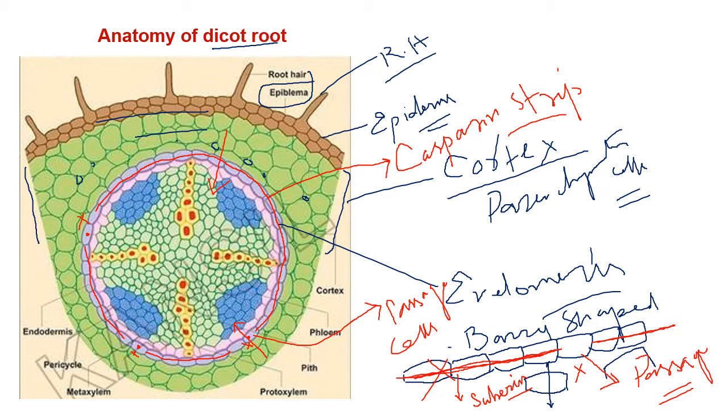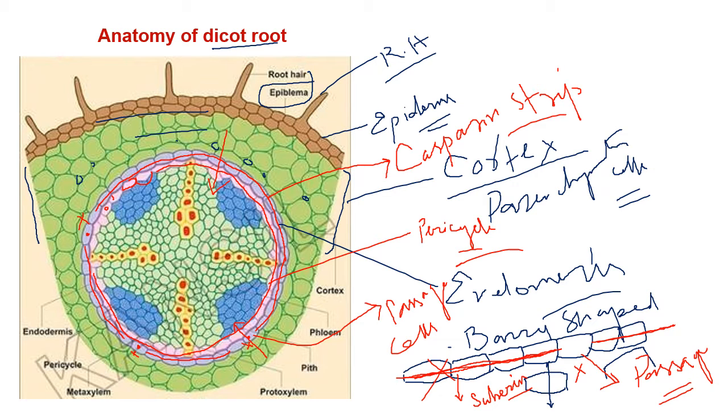Now moving inside the endodermis, there is another layer of parenchymatous cells. This layer, which is light pink in color in this image, is a ring of parenchymatous cells inner to the endodermis. It is known as pericycle. And this pericycle has two functions.